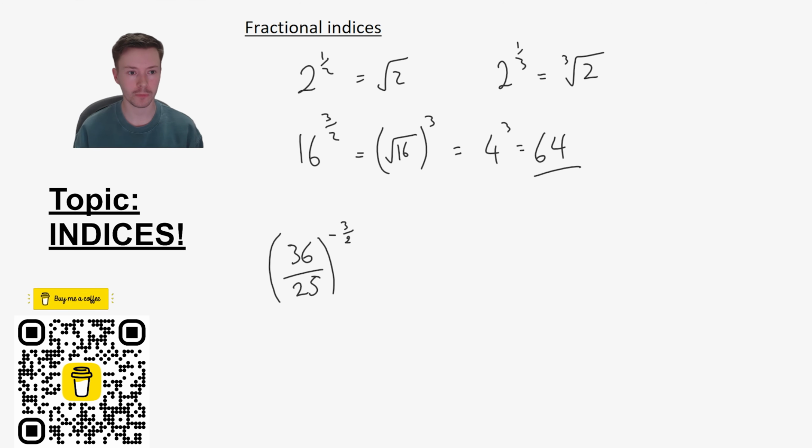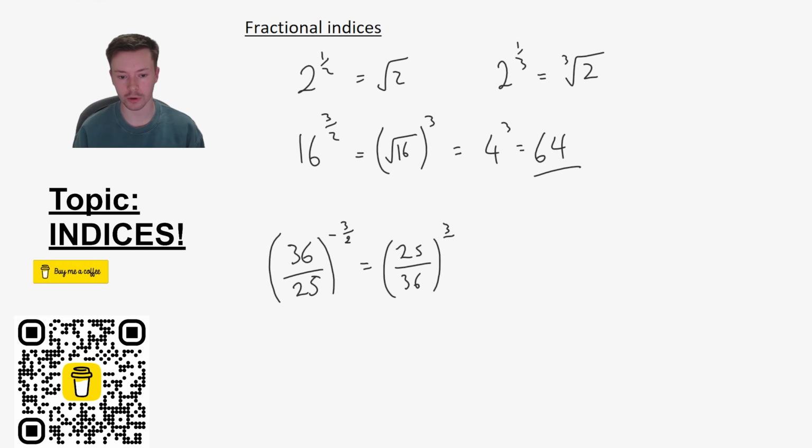Now, the negative part is going to mean we do the reciprocal of the fraction, so we flip the fraction. So 25 over 36. And then we're going to do all of that to the power of 3 over 2. So next thing we're going to do is we're going to square root that fraction. So square root 25 over 36. And then, once we've done that, we're going to cube it. We're going to cube everything.